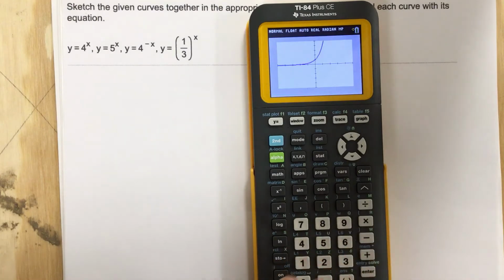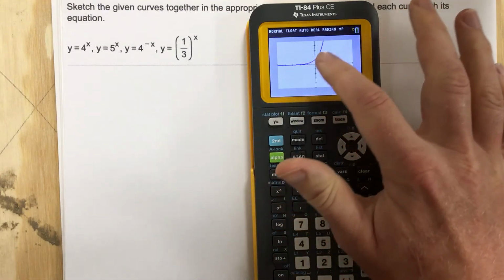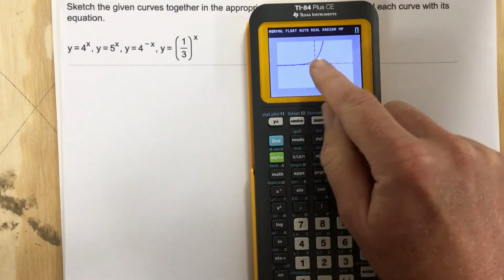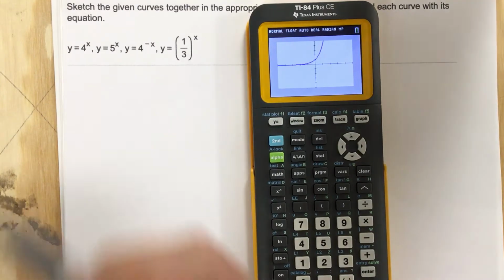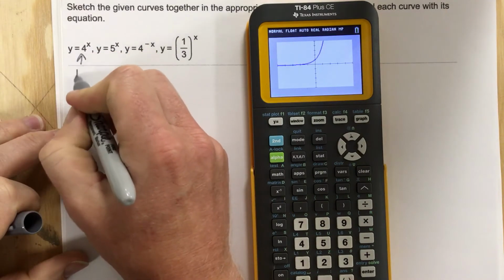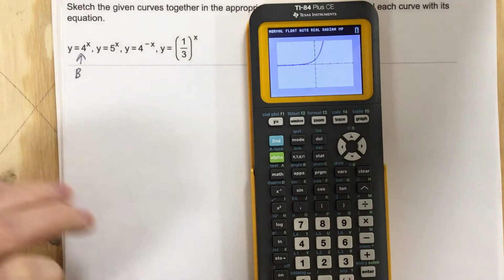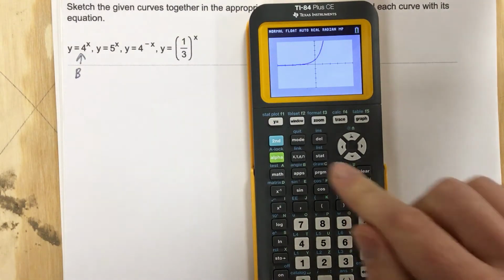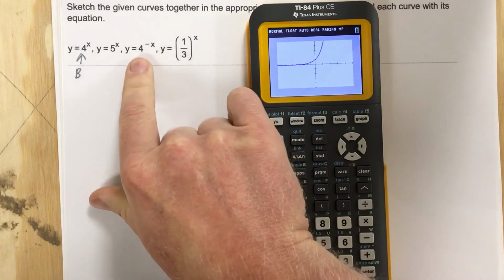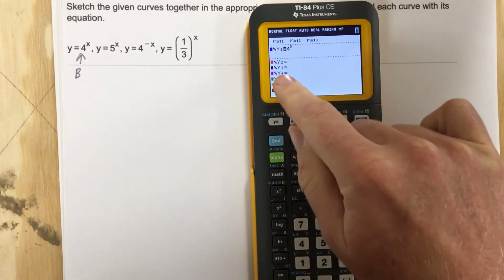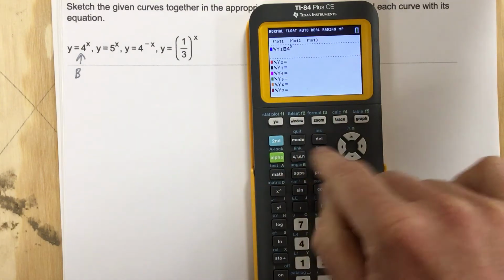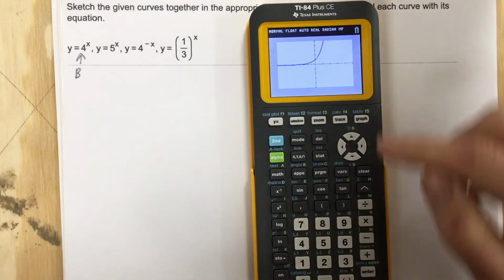So for this exponential, this is y equals 4 to the x power, right? So this blue is y equals 4 to the x power. I'm going to label these with some different colors as we go. So I'll just say that this is the blue one. And then we're going to graph the next one red. And then I believe, if we go to y equals, it'll be blue, red, black, purple.